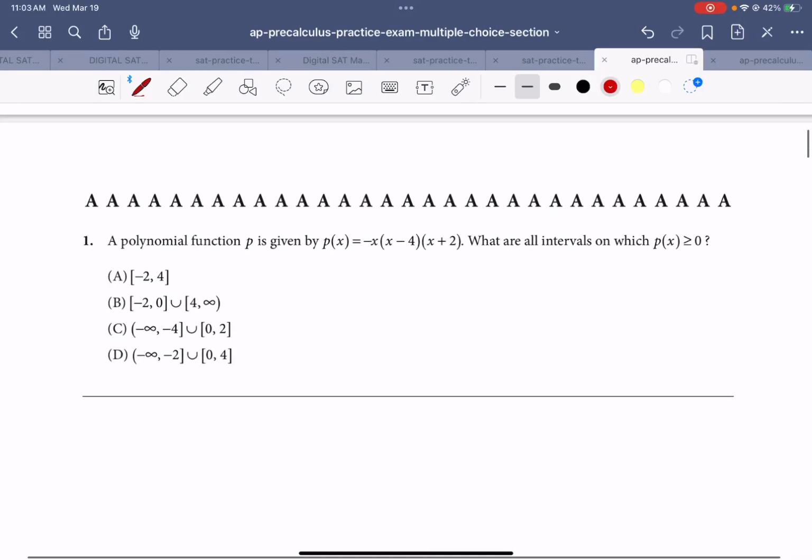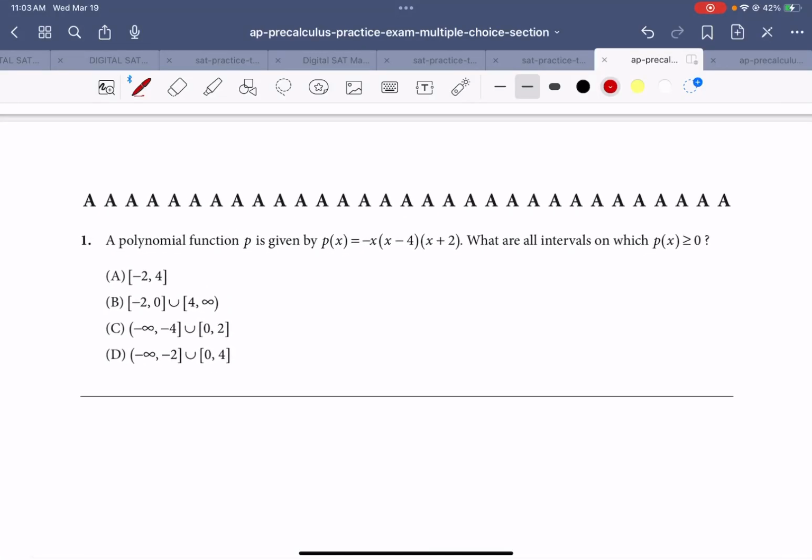Let's dive into the first one. A polynomial function p is given by p of x equals negative x times (x minus 4) times (x plus 2). The first step you have to do is set this equal to 0 and solve for the zeros first. Then you will get x equals 0, x equals 4, and x equals negative 2.